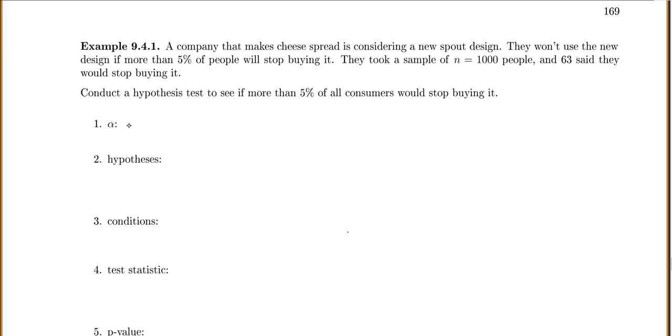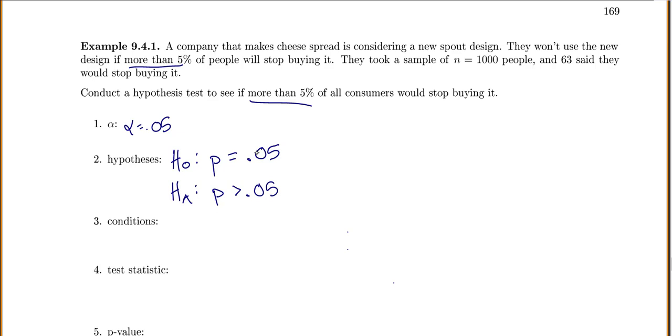Okay, it didn't tell me alpha. Let's use alpha equals 0.05. We need our hypotheses, null and alternative. So they want to see if more than 5% will stop buying it. So I would look for P greater than 0.05. Oh, it says here more than 5% too. That means my null would have to be P equals 0.05, because your null is always an equals and the alternative is kind of what you're hoping to show. Okay, this means that P naught equals 0.05, or that's my hypothesized proportion.